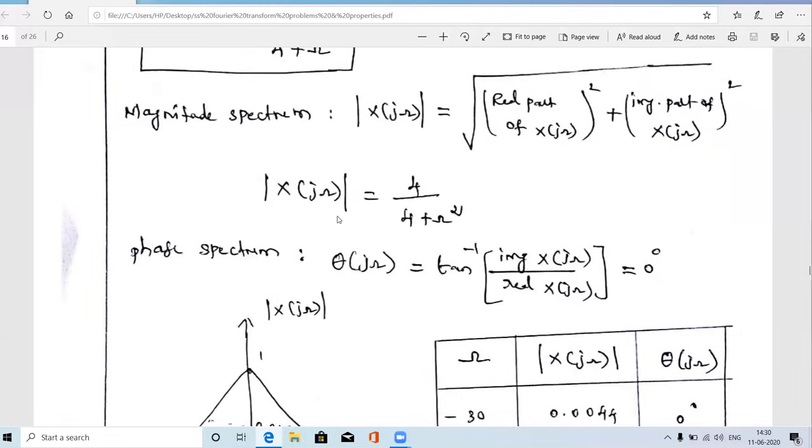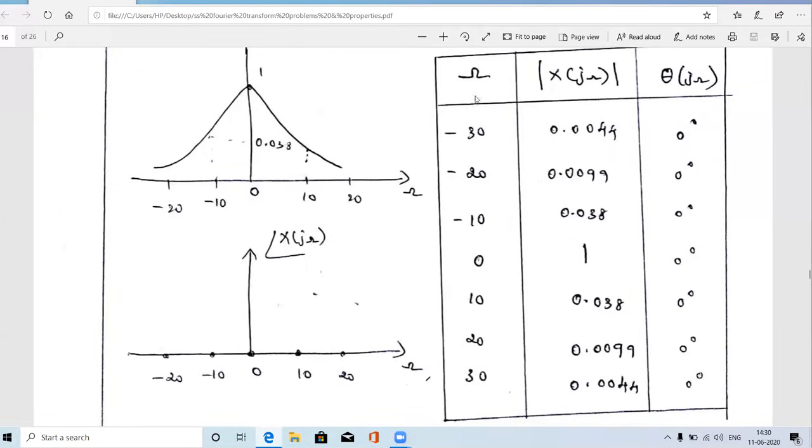This is the modulus of X of j omega. What is the formula? 4 divided by 4 plus omega squared. So here this omega value is substituted as 0. So 4 divided by 4 plus 0, the answer is 1. So whenever the value of omega is 0, the modulus of X of j omega is 1.